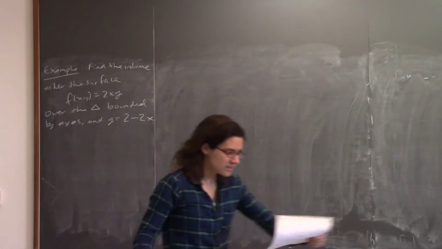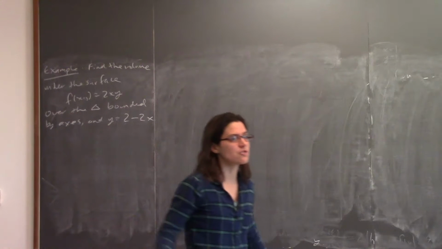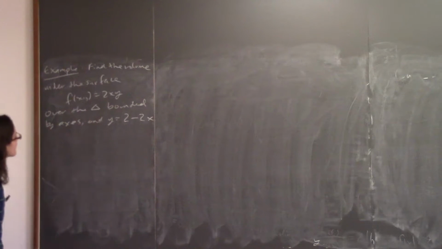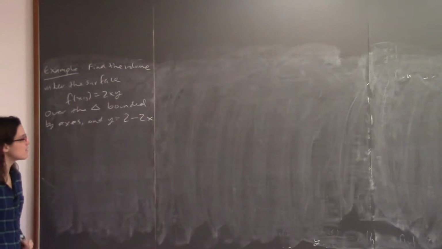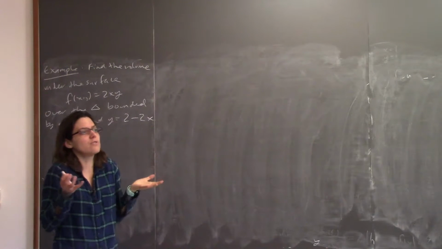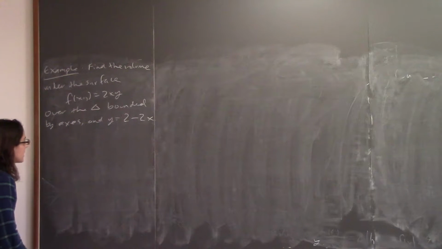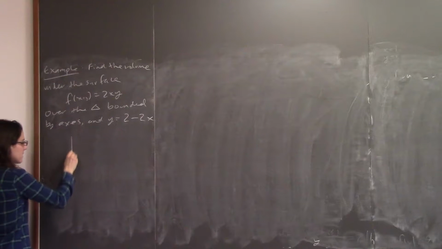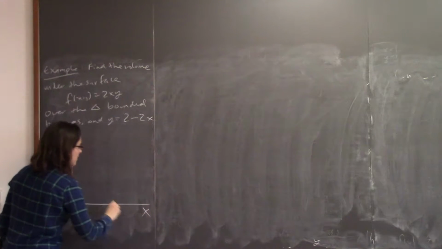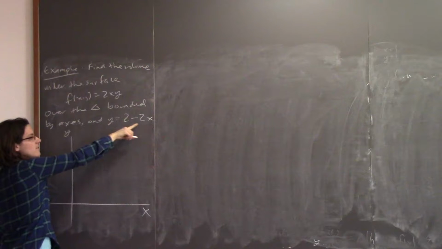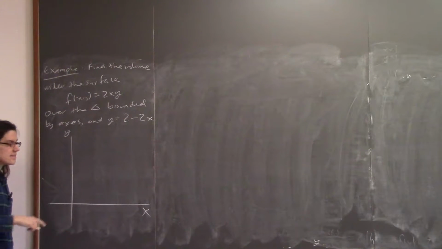That's the quest. So the first thing to do would be to draw a picture. The claim is that the two axes and the line y equals 2 minus 2x bound a triangle. Who knows if that's even true? Let's draw it. So the axes, let me draw them in. Here they are, the x-axis and the y-axis. And the line y equals 2 minus 2x. Let's see, yeah, it goes like that.